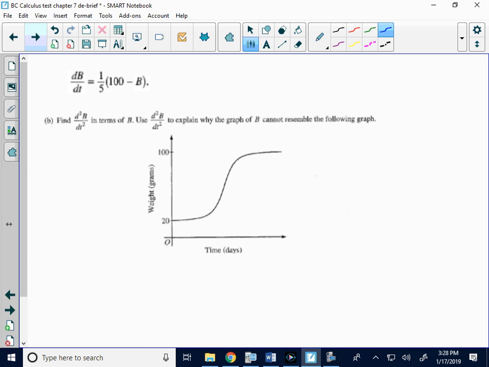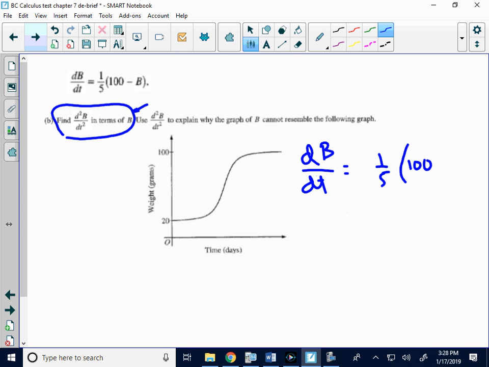Find the second derivative in terms of b. This is sort of a hard problem, I think, but let's go ahead and find it, and then use that to explain why this does not look like it's logistic. This is not a logistic differential equation, but you have to reference the second derivative. So here's the first derivative. Derivative of b with respect to t is 1/5 times this, 100 minus b. I suppose if we wanted to multiply out, we could. We don't have to. 20 minus 1/5 of b. That's the first derivative.